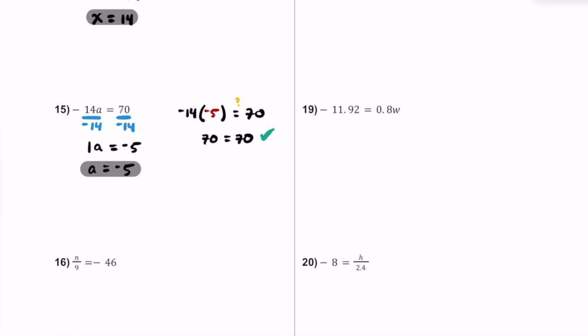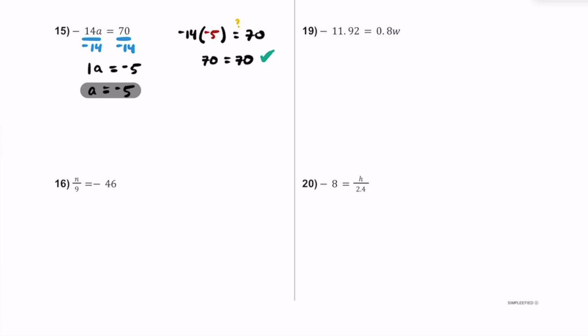All right. What about for number 16? For number 16, we have a fraction. We have n divided by 9 is equal to negative 46. So let's see. I think what I would do here is rewrite this just because these ones require a little bit more space. So I think that's a good rule of thumb to follow. So we know n divided by 9 is negative 46. So how do you get rid of that divided by 9? Well, I think what we can do is multiply both sides by 9.